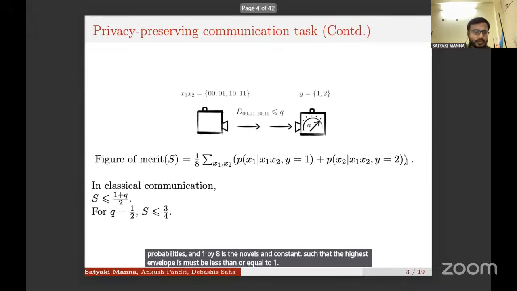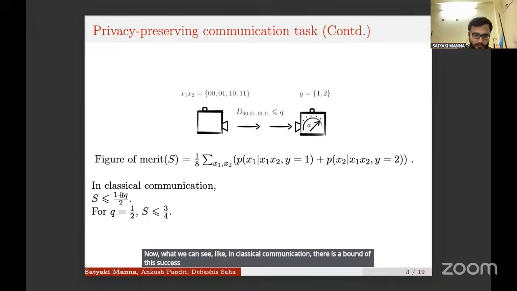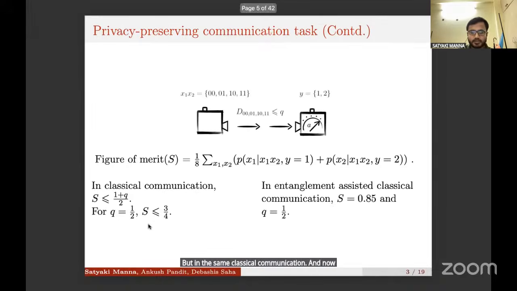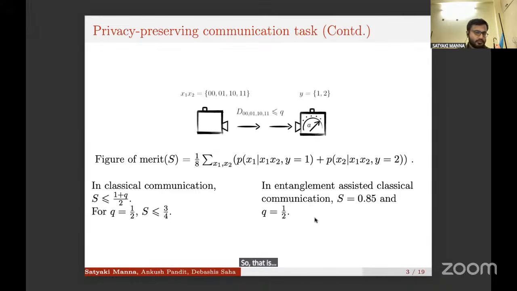Now, what we can see is that in classical communication, there is a bound on this success probability with respect to the distinguishability. If we put q equal to half, the success probability will be less than 3/4. But in the same communication, if the parties share some previous entanglement, with the same q equal to half, we can get s equal to 0.85. That is greater than 3/4. So there is some quantum advantage. That implies the necessity of this kind of measure.